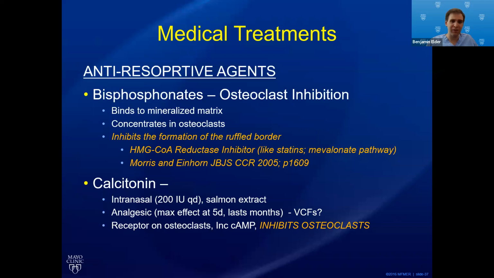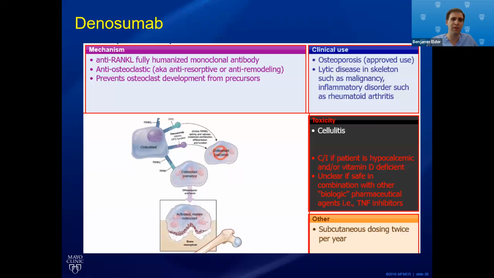So again, looking at these, we have the bisphosphonates are really anti-resorptive agents, where they inhibit the osteoclast by binding to the mineralized matrix and getting concentrated in the osteoclast to inhibit formation of the ruffled border. And so really these decrease resorption, but don't really increase new bone formation. Calcitonin is given intranasally and has some effect on osteoclast receptors, again, with inhibition of them.